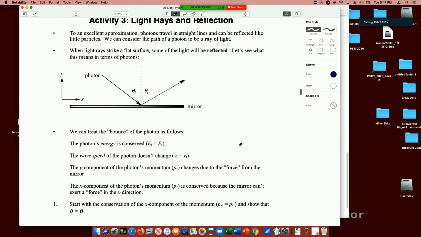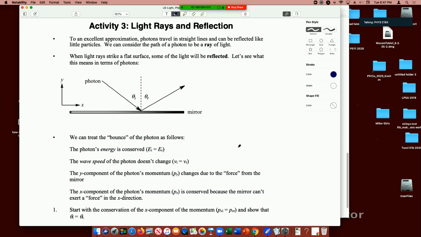So that's where all of this is going. Photons travel in straight lines and can be reflected like little particles. You can think of a photon as a particle just like any other particle. You can model it like a tennis ball bouncing off a surface. That's essentially what's happening with reflection.